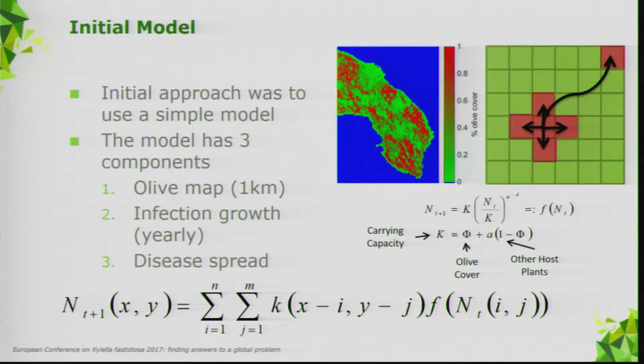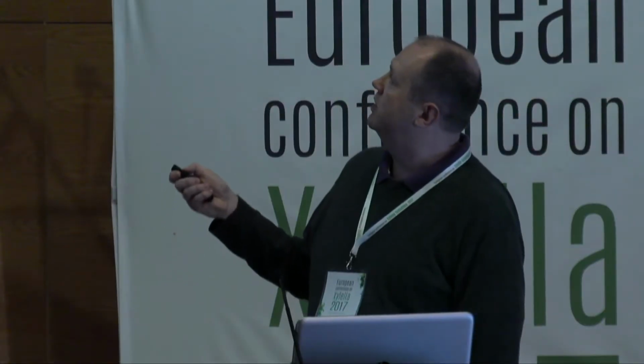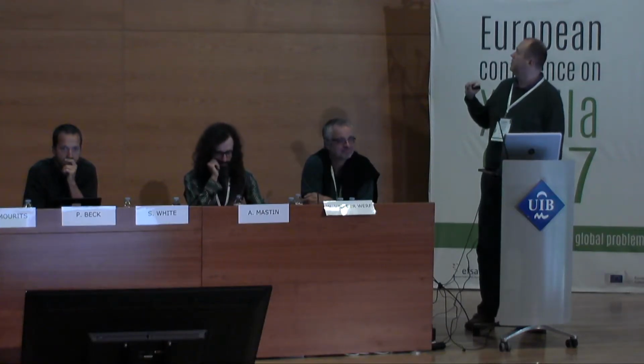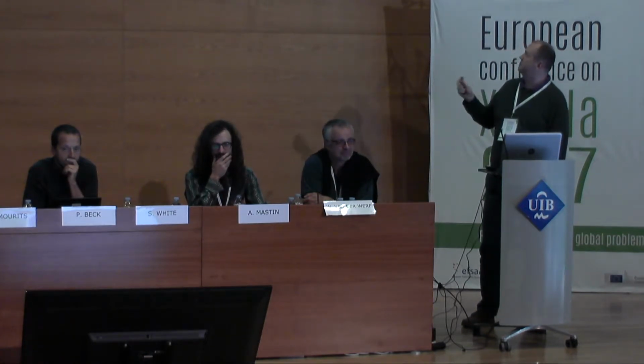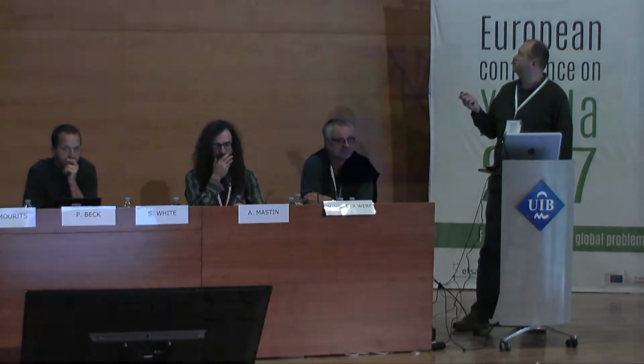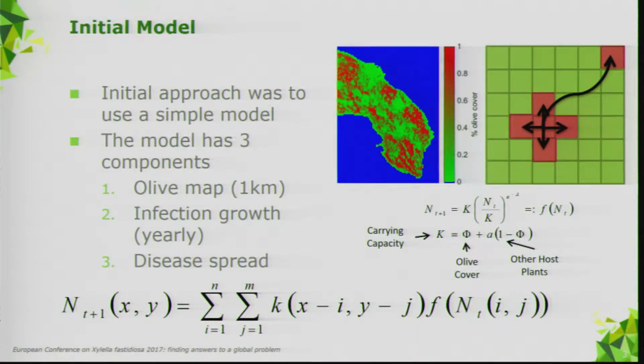Apologies if you don't read maths. So this is quite a simple model. When we started, it was a few years ago, we didn't have a lot of information. It's a very new outbreak. And so we thought the best option is to go for the simplest model we can. This model has three components to it, really, which is this olive map. So we took presence-absence data where olives are in Apulia, and then re-rasterized that and made that into an olive cover map at a 1 kilometre resolution. So that's presented in this graph up here.